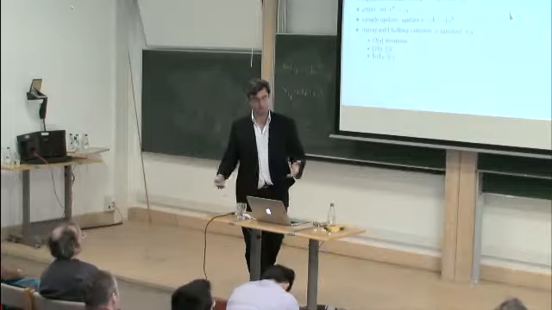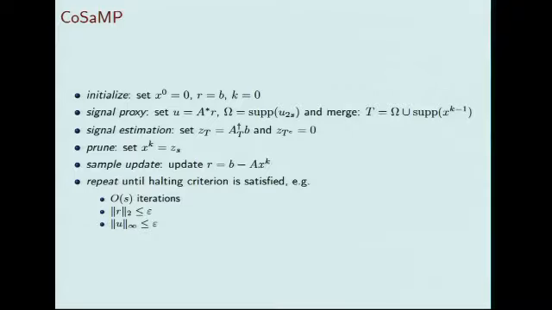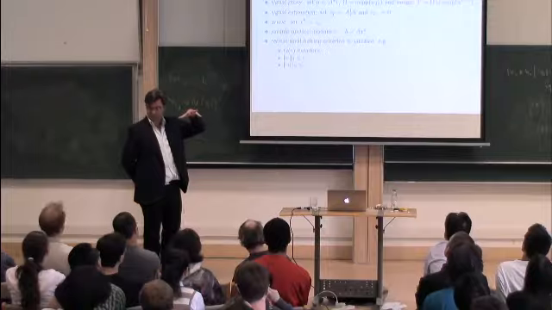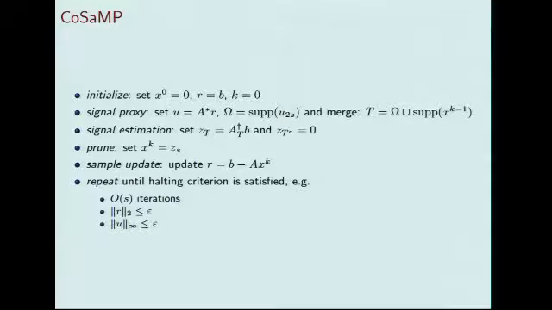Okay, so how does the algorithm work? So first you start with my guess for X, X0 equals 0, and then we're going to have a residual vector, just like in conjugate gradient, which is B. And the iteration count is k equals 0. And now I'm going to hit the residual vector with A star. I'm going to look at the large coefficients of A star times the residual. And I'm going to say omega is going to be the support of the 2s largest components of A star times the residual.